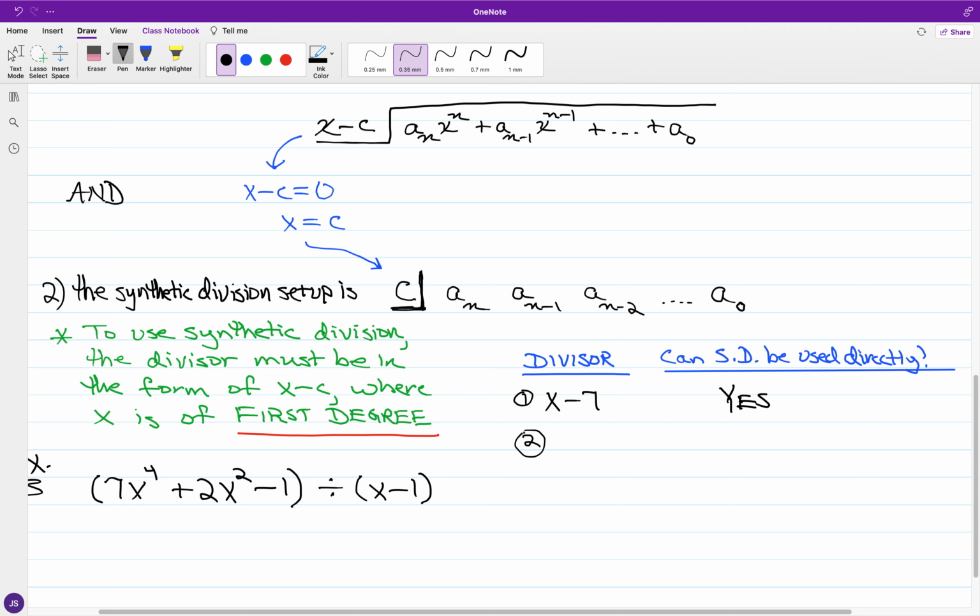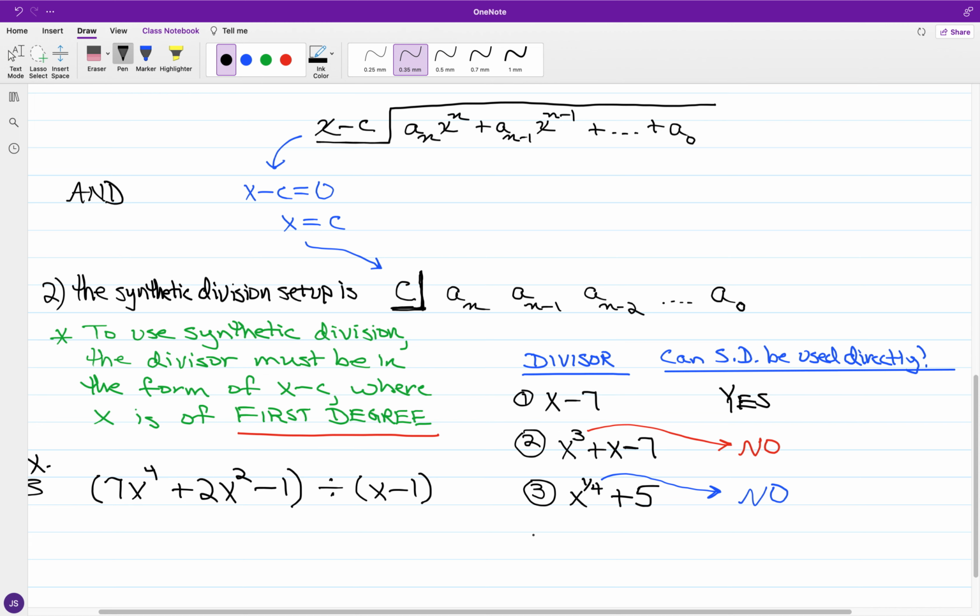Now if the divisor is along the lines of, say, x to the third plus x minus 7, well, you don't have a linear expression because of the third degree, so the answer to that part is going to be no. And if I have something like x to the 1/4 plus 5, again, if the x term is not a first degree, then the answer to that is no.